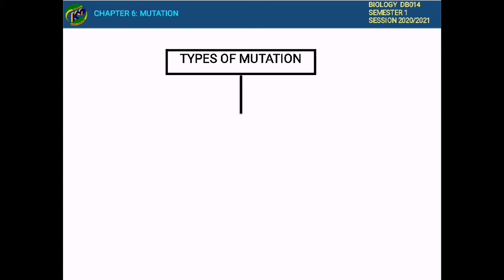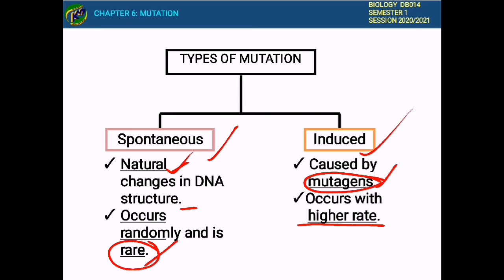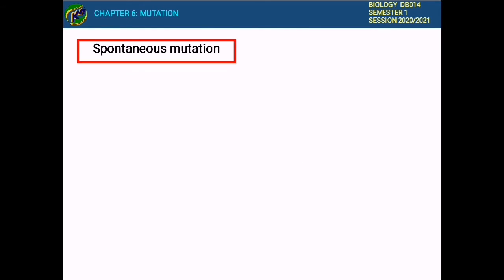Types of mutation. We have spontaneous mutation and also induced mutation. Spontaneous mutation is natural changes in DNA structure. It occurs naturally and randomly, and it is rare, compared to induced, which is caused by mutagen. Here it occurs naturally, here it is caused by mutagen, and induced occurs at a higher rate compared to this. This rarely occurs. Spontaneous mutation occurs naturally without human intervention.